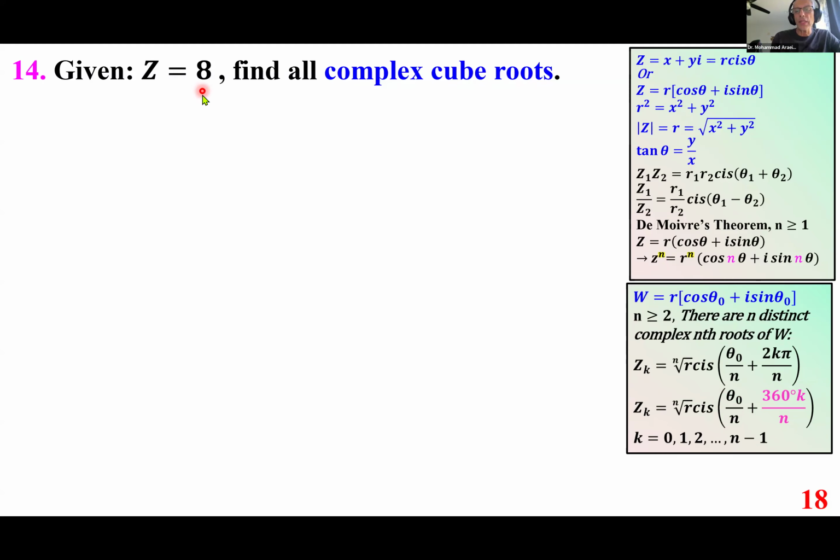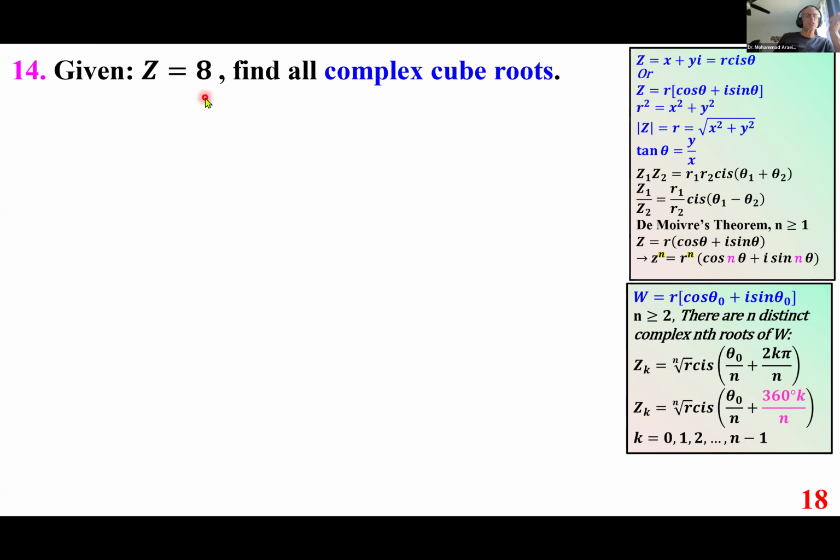So the way you do that, you say z sub k is the nth root of r, cis, and then theta sub 0, whatever this is, divided by n, and then you add 2k pi using radians, or 360 times k using degrees, divided by n. k is all the whole numbers from 0, 1, 2, all the way to n minus 1.